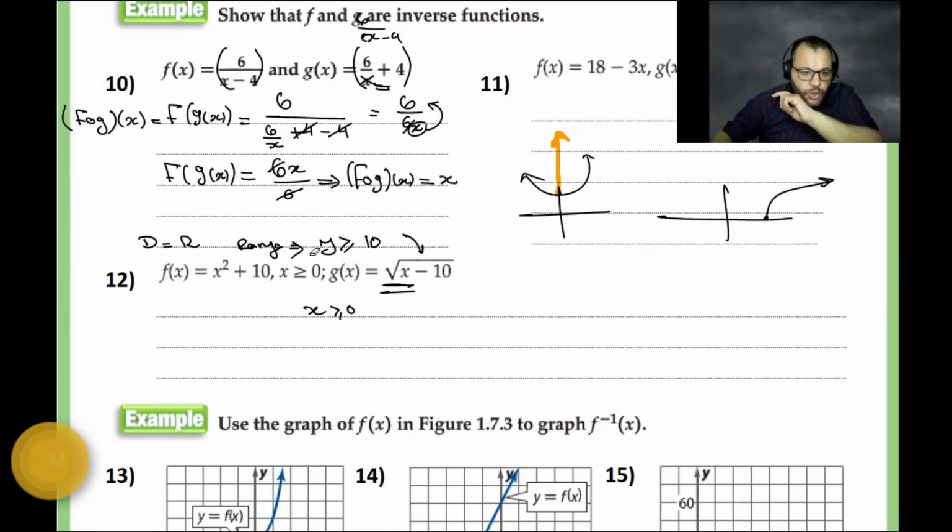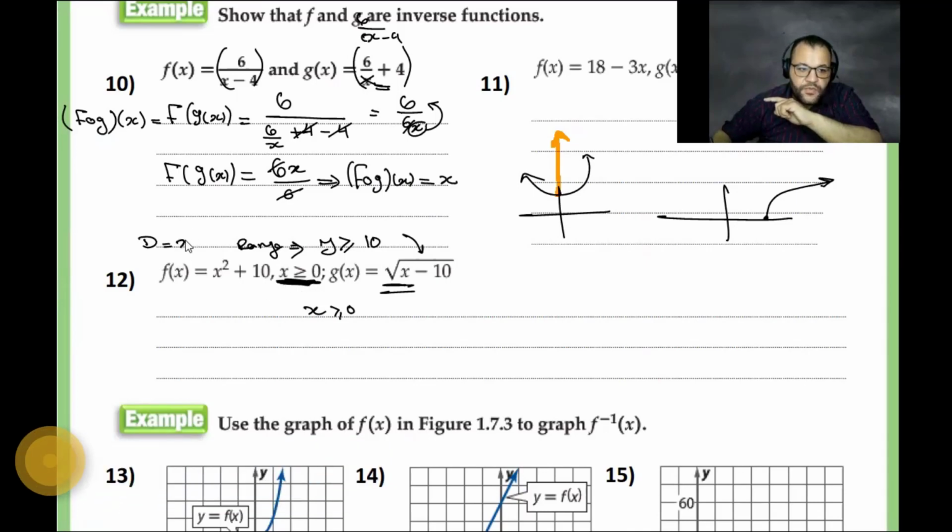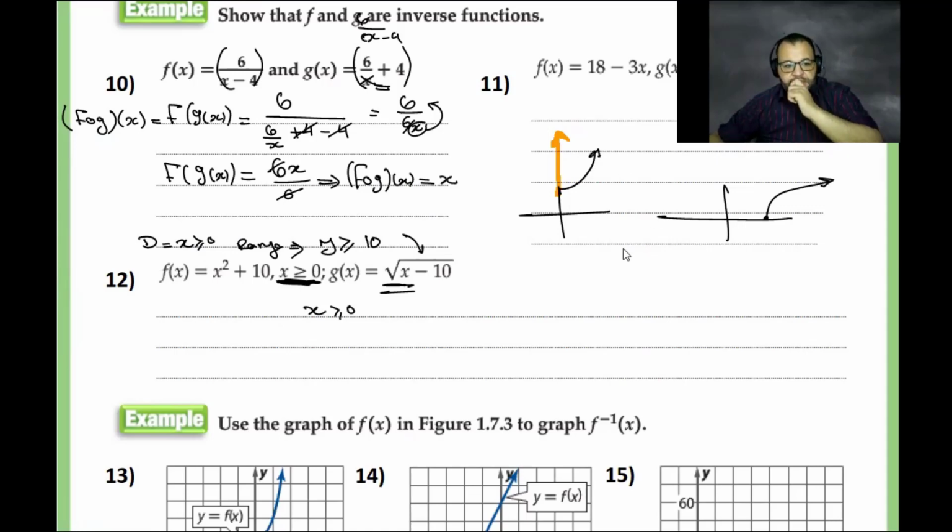Because of that, I write here an exception. I will use only the values of the domain where x is greater than or equal to 0. It means the graph only will be at the right side of the x-axis. You understand this one? That means the domain is already given in the question. So what is the domain for the first one here?